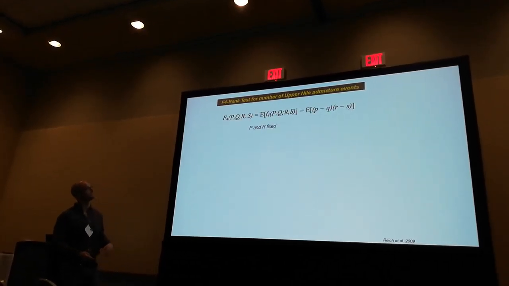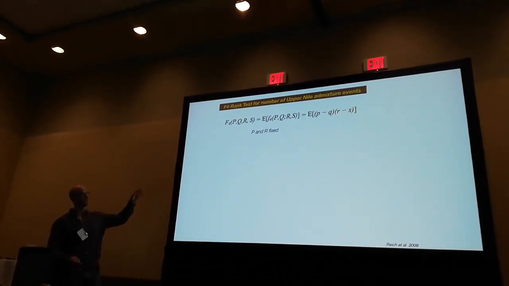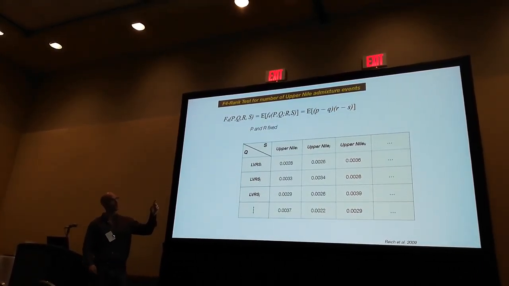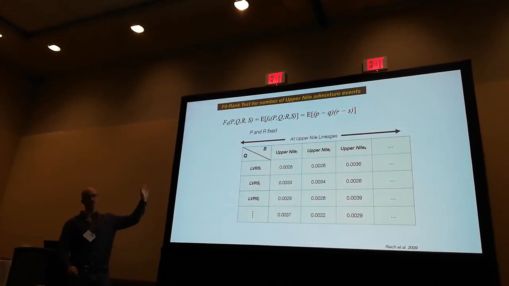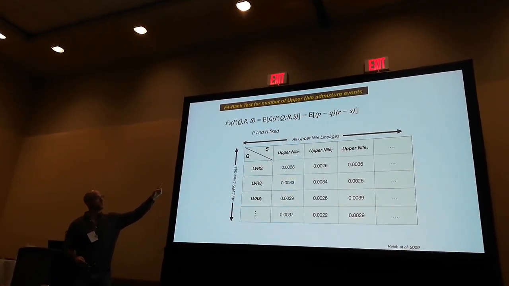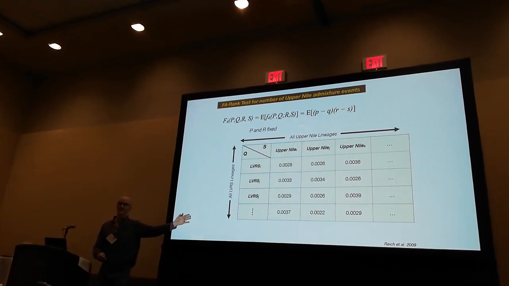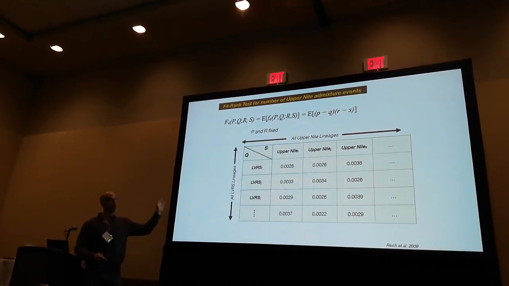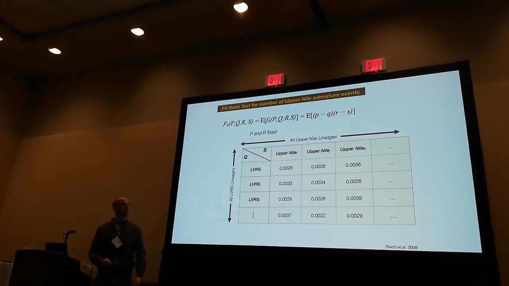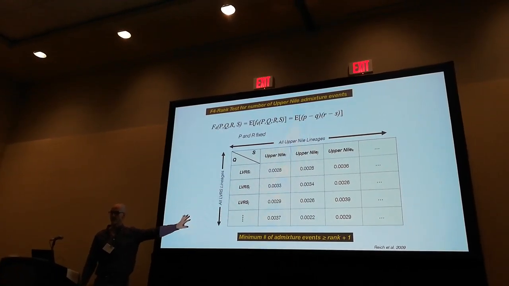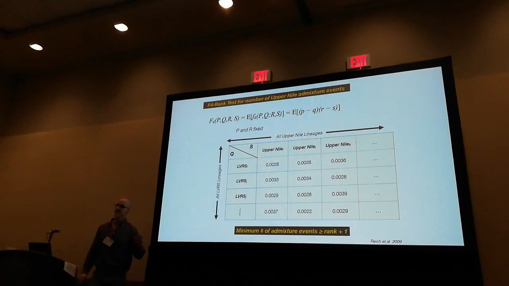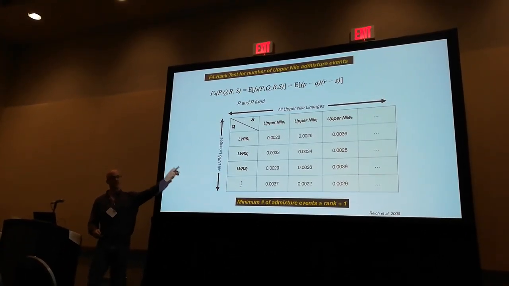The basic idea here is that we can take this F4 test statistic with four taxa, we fix the P and R taxa, and we vary S and Q. S is going to be all of the possible source lineages, in this case the Upper Nile. Q is going to be all of the possible sink lineages, in this case the LVRS. We do all of the possible F4 statistics, so we get this big matrix of values. What we can do with this matrix is estimate the rank of it, and the rank plus 1 gives us an estimate of the minimum number of admixture events between Q and S.